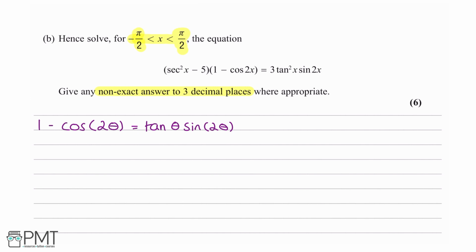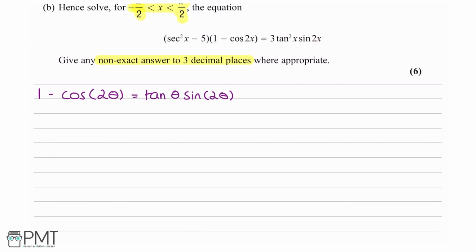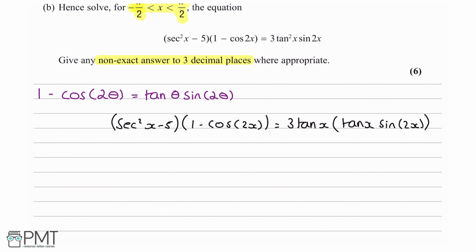So what we need to do is look at the equation we've been given and try to manipulate it using the identity that we worked out in part A. The first thing we're going to do is take tan squared x sine 2x and split it up. So I'm going to say secant squared x minus 5 times 1 minus cosine of 2x equals 3 tan x times, and then we have tan x sine 2x, like that.